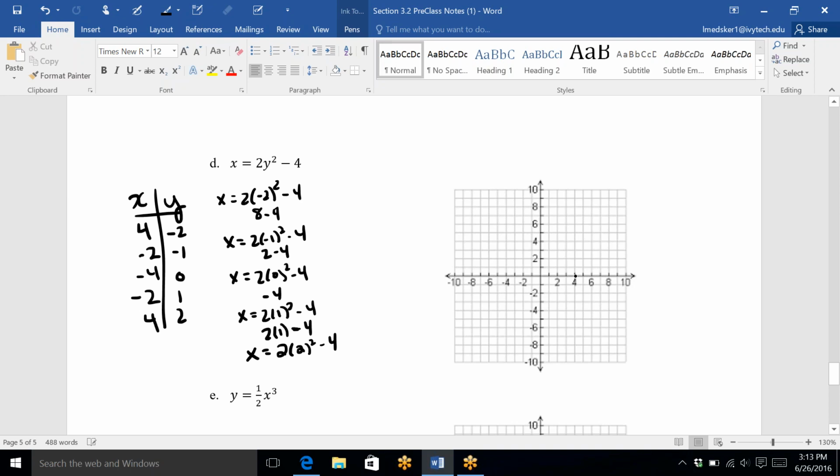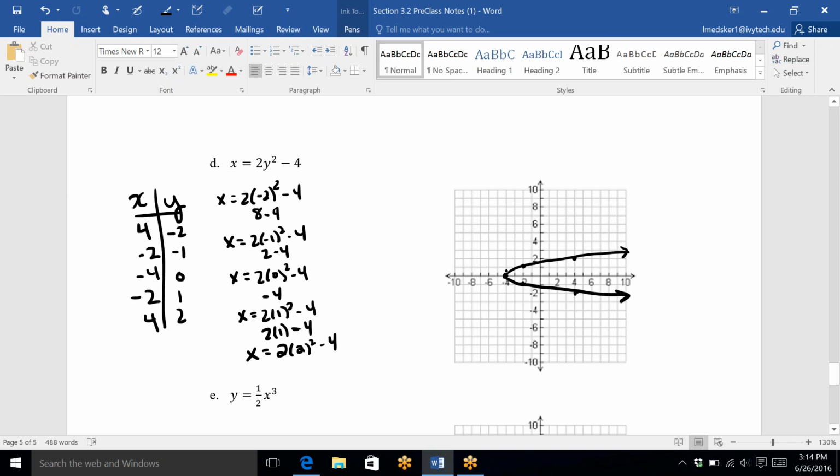So let's plot what we have. Remember these are the x values: 4, -2; -2, -1; -4, 0; -2, +1; and 4, +2. So again, remember this has the y being squared, so we get a parabola on its side.